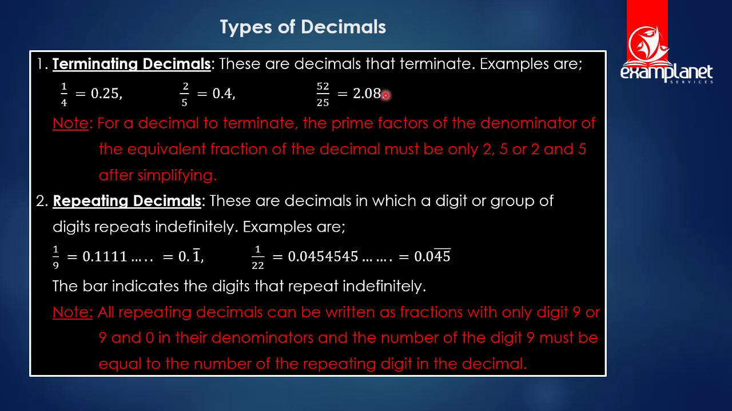That is where it will stop. It won't continue. So these kind of decimals are called terminating decimals. Now, how do you know if a fraction will give you a terminating decimal?